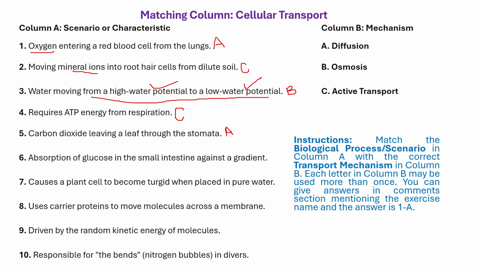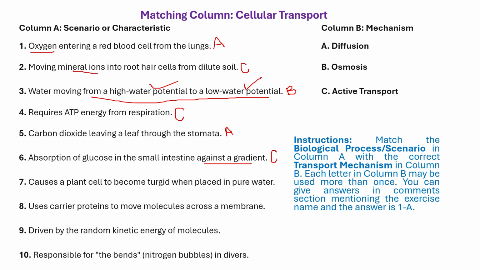Question number 6 is absorption of glucose in the small intestine against a gradient. Okay, against a gradient, the answer is C. To ensure no energy is wasted, the small intestine pumps in the remaining glucose using energy, and that energy is ATP. ATP is required to move the molecules against the concentration gradient, and that process is active transport.